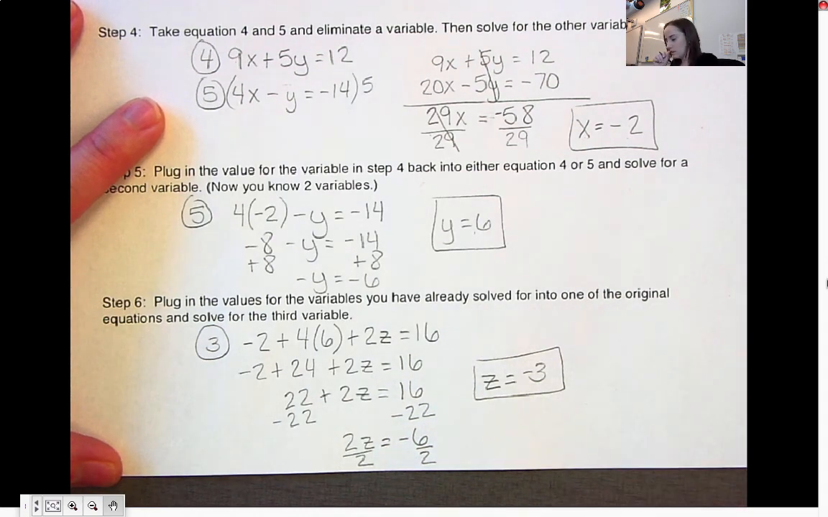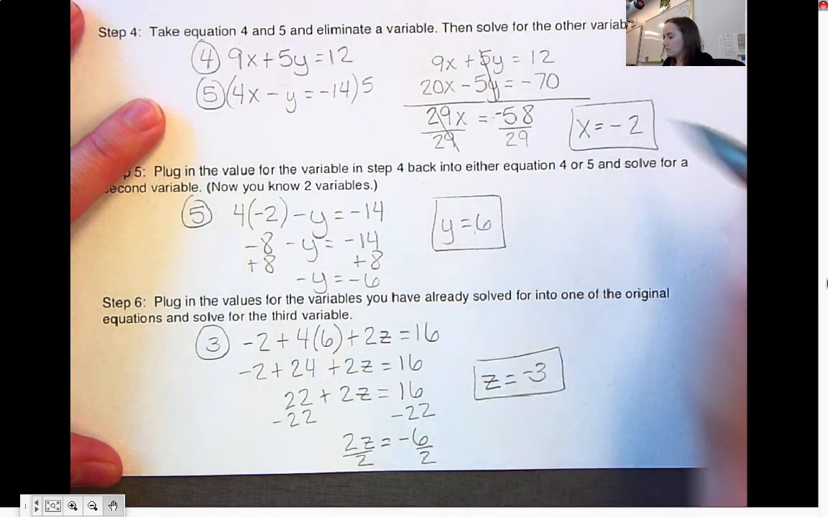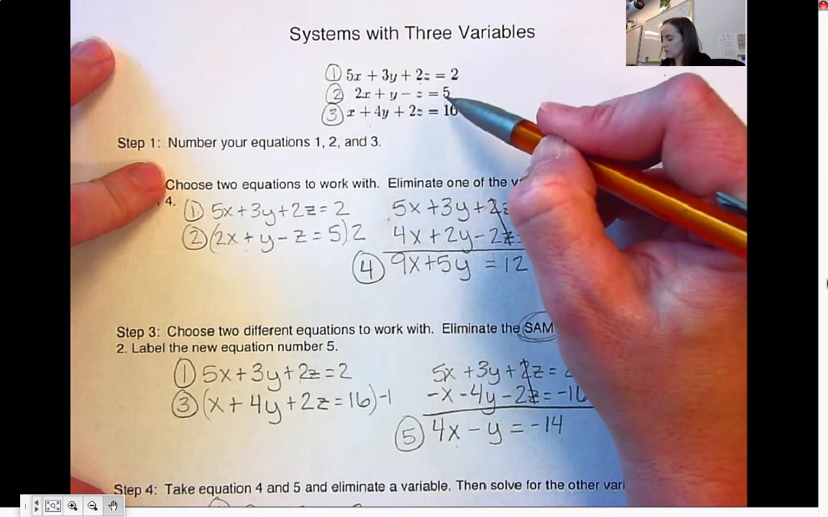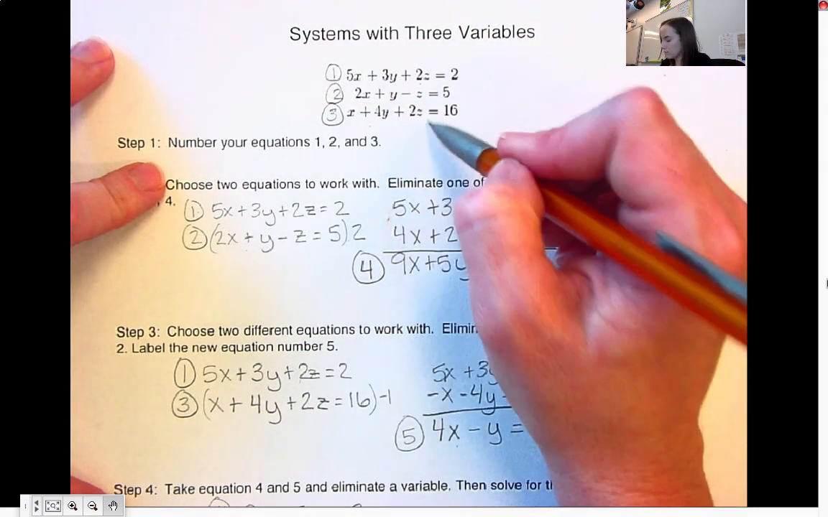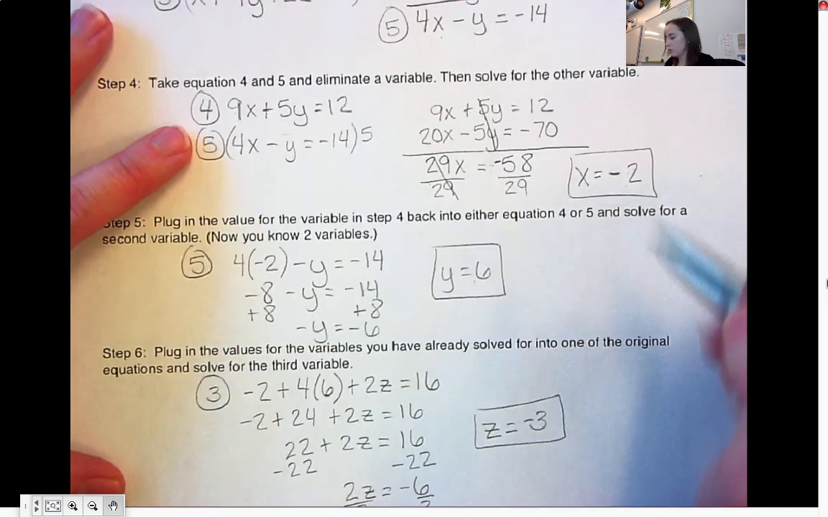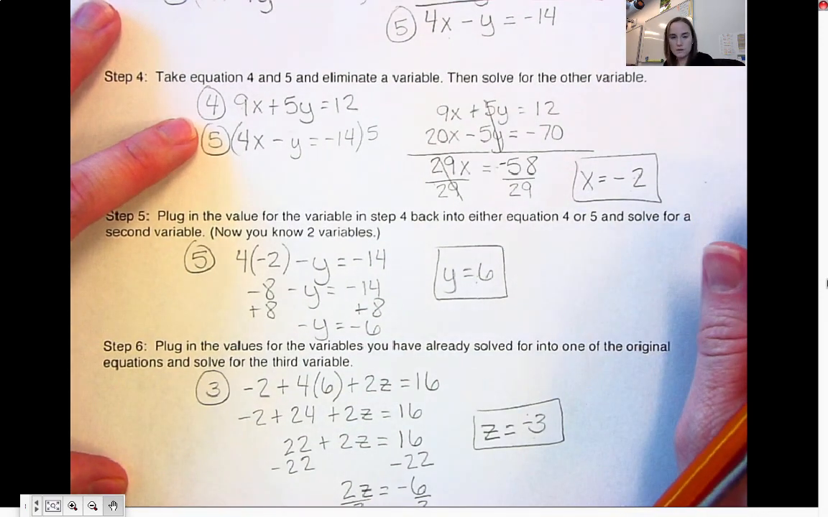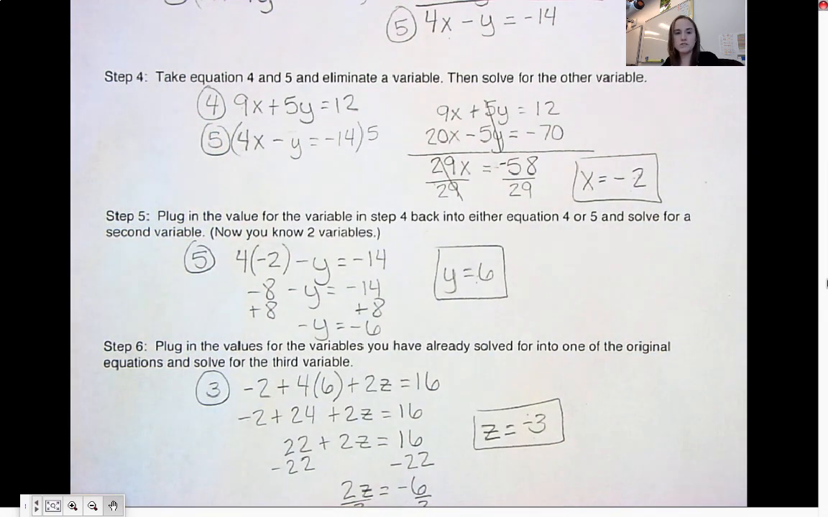Now you could check this by plugging everything in, all 3 of these, into one of your equations and make sure that it works. Make sure that you get the answer. You could check all 3 of them to make sure that all 3 answers, when plugged in, give a true statement. And that's all there is to it. If you have any questions, let me know.